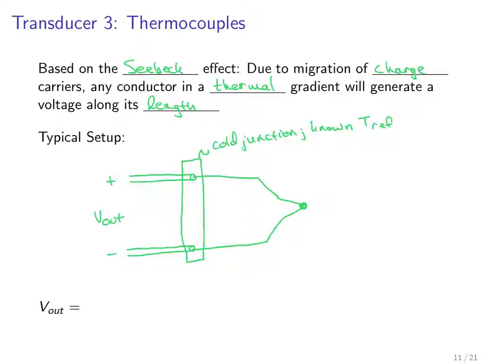Then you'll have two metals, metal A and metal B, that make up the actual thermocouple. And they will be connected here at this point that is at temperature T. And we can draw an equivalent circuit for this, which is that we have basically two opposed batteries. There's the temperature at point T.